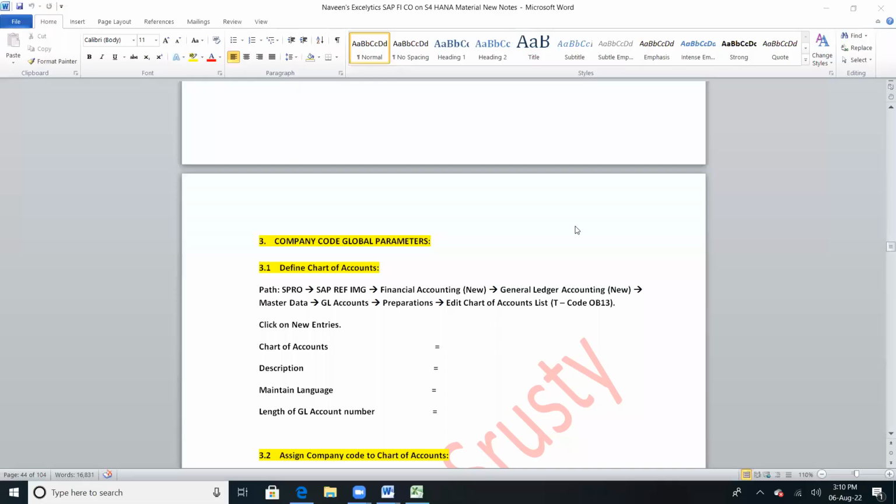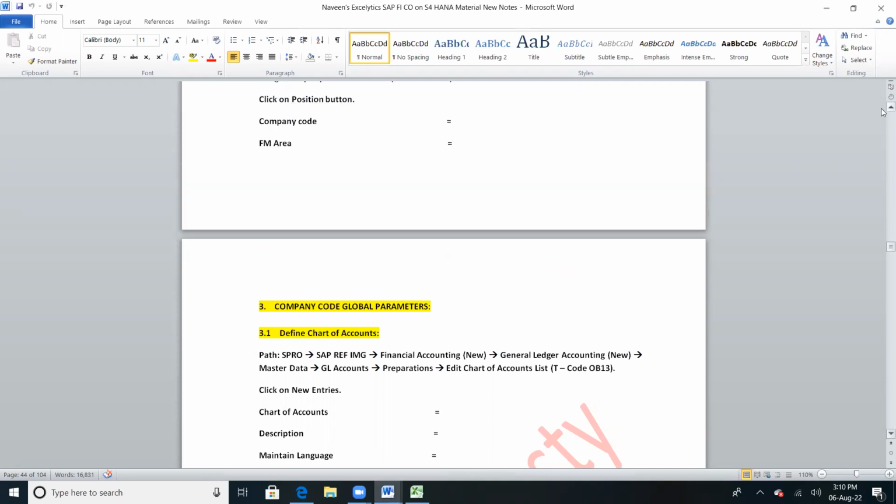Last session, what are the things we have covered? If you remember, we have covered defining company creation and the structure. We have completed the definitions and assigning. The definition part we have completed and the complete assignment part we have completed. But in both the parts, we have not completed the profit center.